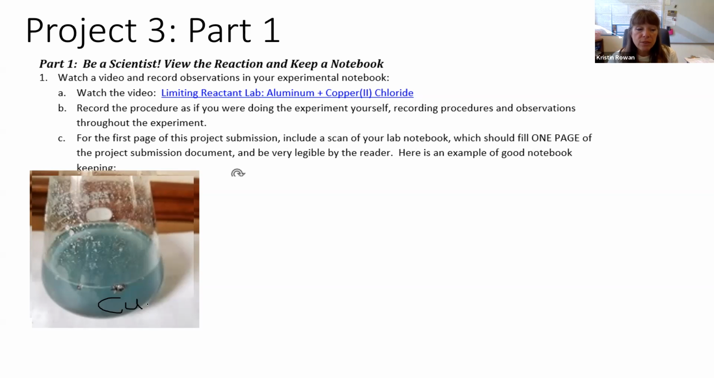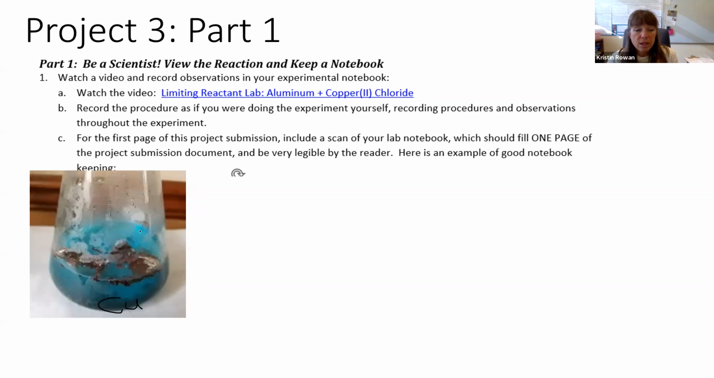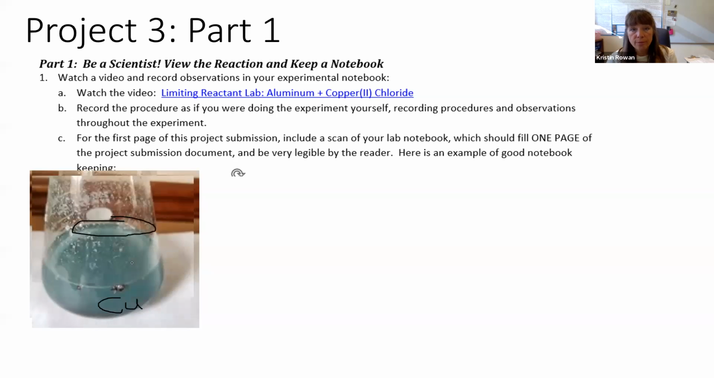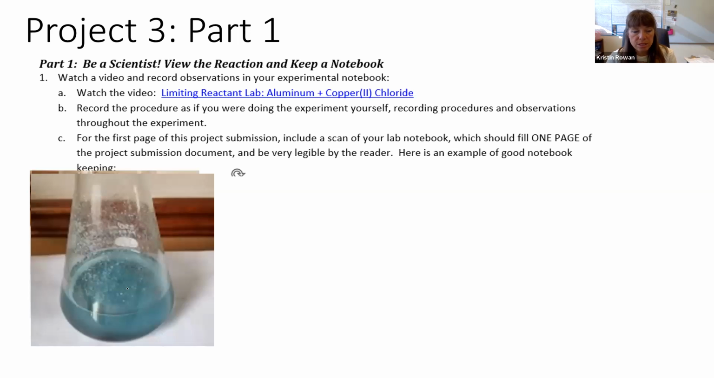Because we saw in the previous slides, if we go back a little bit, you saw that really bright blue, that was the copper before it came out of that solution. And you'll notice a lot of that bright blue is gone. That's because that copper ion has been converted into copper metal on the surface of the aluminum, but then it sinks to the bottom. So it's a little hard to see. And then we're continuing on.